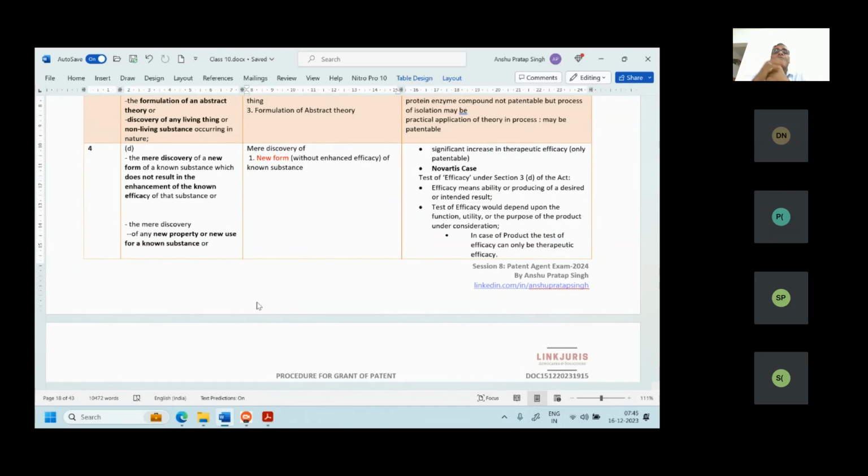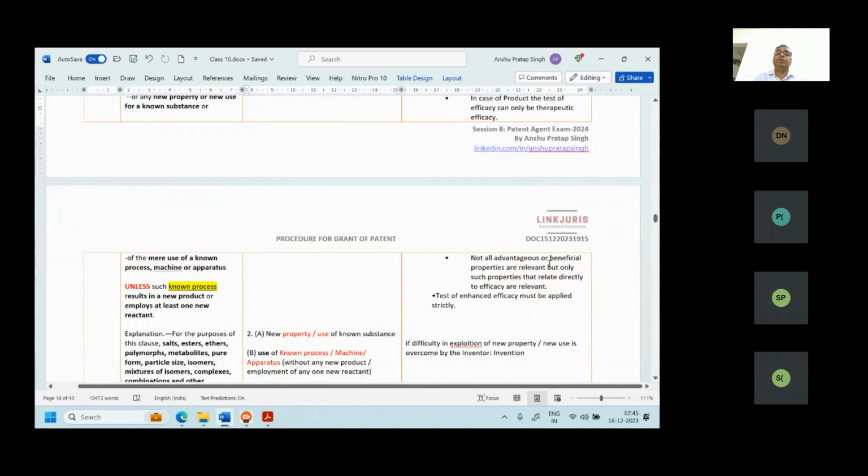And what is enhanced efficacy? It was in the Novartis case that it was discussed, and it says that only significantly increased therapeutic efficacy is patentable. The test of efficacy under section 3D was laid out. It said that efficacy means the ability of producing a desired or intended result. The test of efficacy would depend upon the function, utility or purpose of the product under consideration. In the case of a product, the test of efficacy can only be therapeutic efficacy.